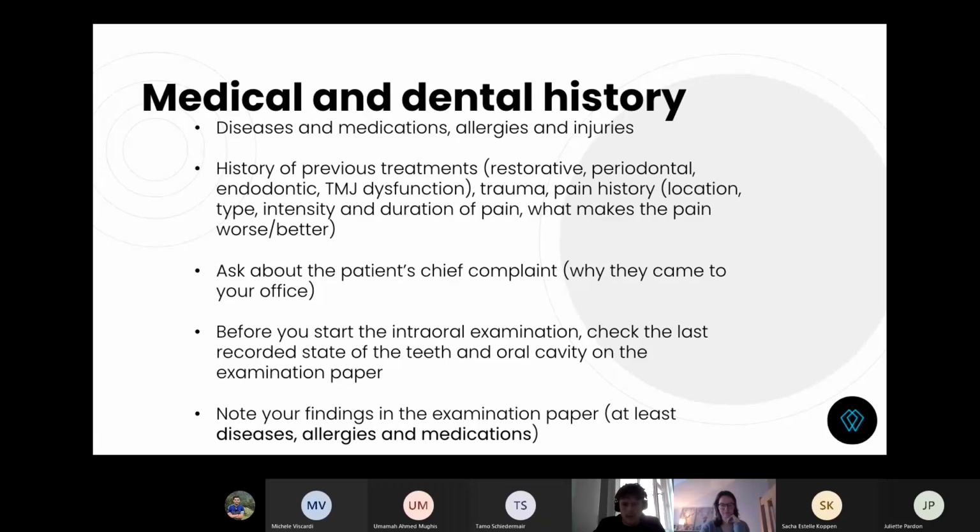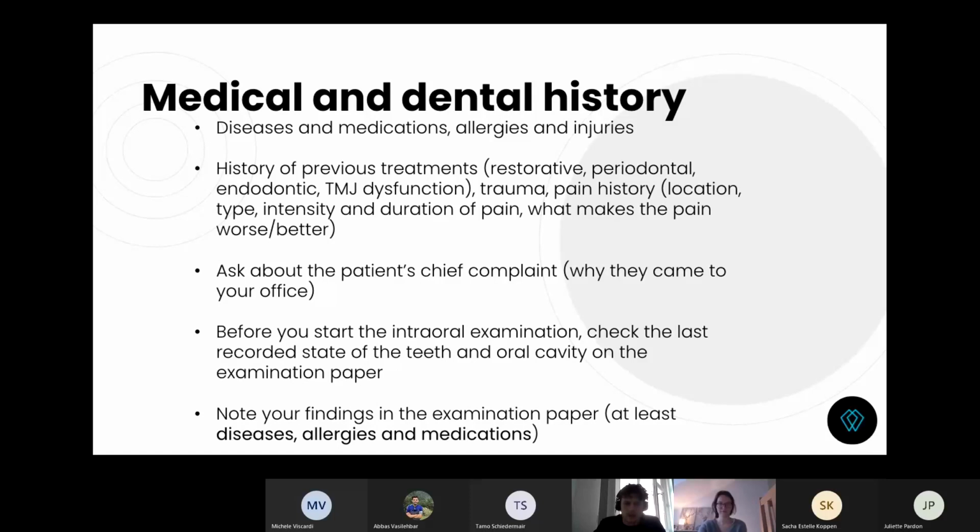You should ask them for allergies, for medications. Of course, you should ask them what their chief complaint is, why they came to the office. Maybe they just came for a checkup, but if they have pain, you have to ask them where the pain is and what type of pain, and everything that has to do with that.